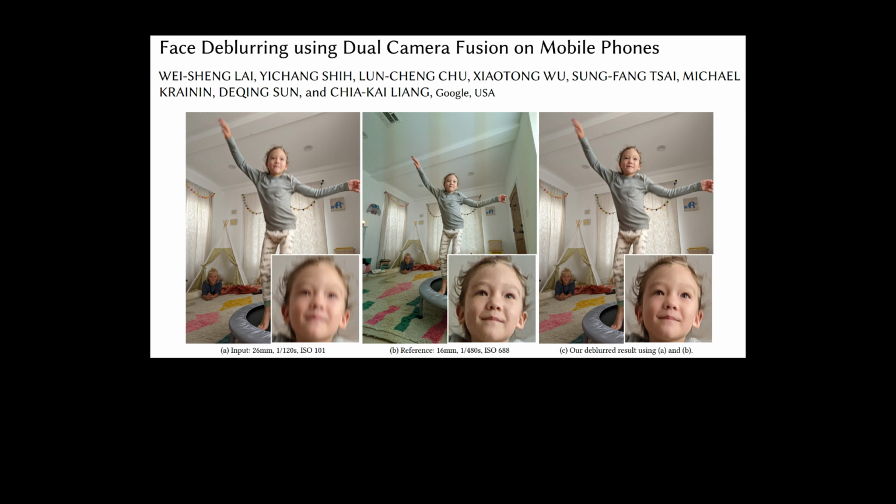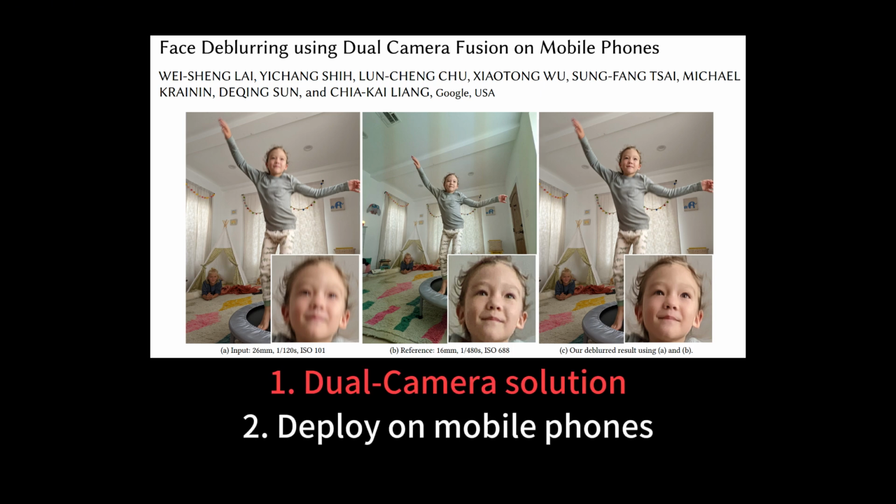To solve this problem, the paper Face Deblurring uses dual camera fusion on mobile phones. It tries to solve it based on two components. First, design a dual camera solution in which the input is captured by the wide camera and the reference used for deblurring is captured by the ultra wide camera to generate high quality outputs. Second, deploy the designed solution on mobile phones.